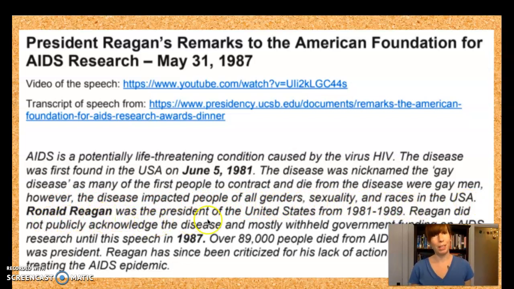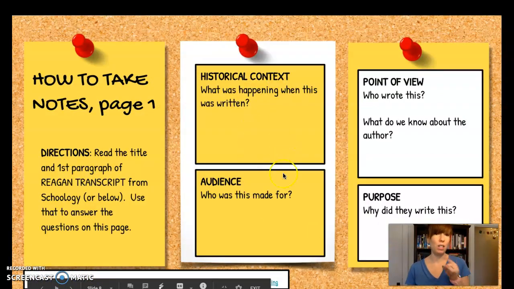Ronald Reagan was the President of the United States from 1981 to 1989. Reagan did not publicly acknowledge the disease and mostly withheld government funding on AIDS research until this speech in 1987. Over 89,000 people died from AIDS while Reagan was president. Reagan has since been criticized for his lack of action in preventing or treating the AIDS epidemic. Now that you know this paragraph, you should be able to fill in these 4 boxes on page 1.